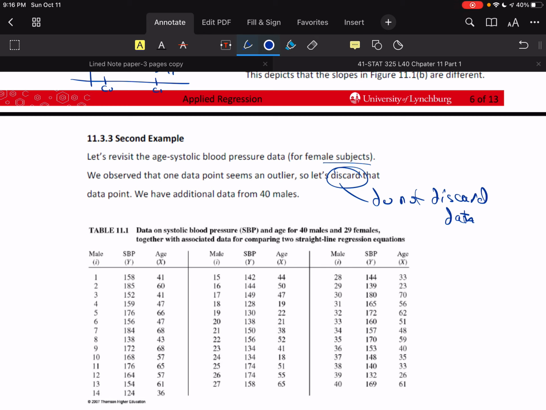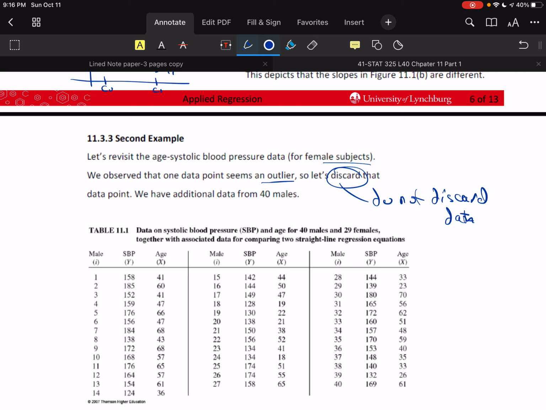If you have a mistake, then you can get rid of the data point. If you have missing data, you can get rid of the data point as long as there's not more than like 10% of the data missing, okay? But you don't throw away good data. And just because it's an outlier, okay, an outlier doesn't make it bad.